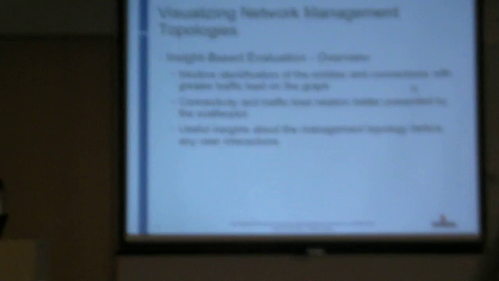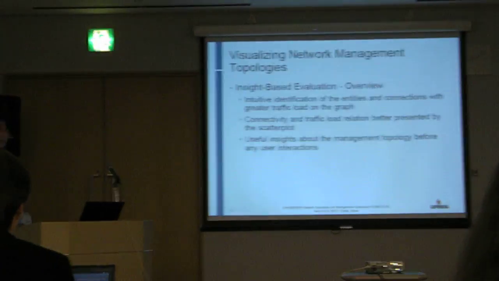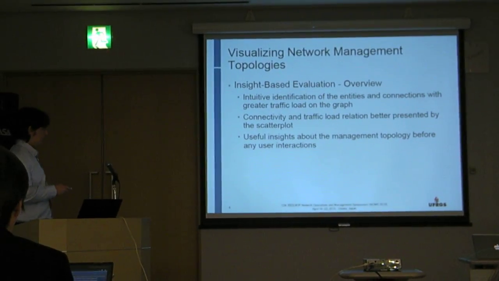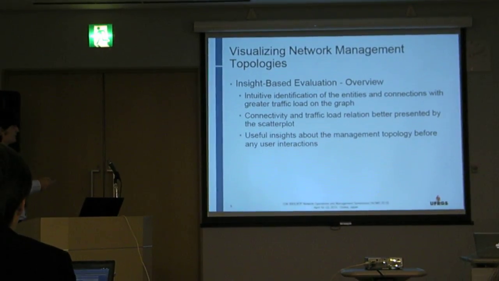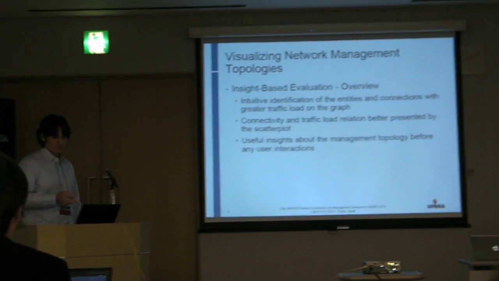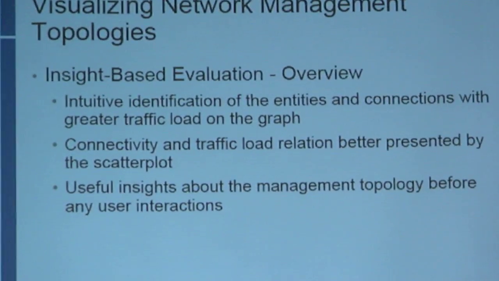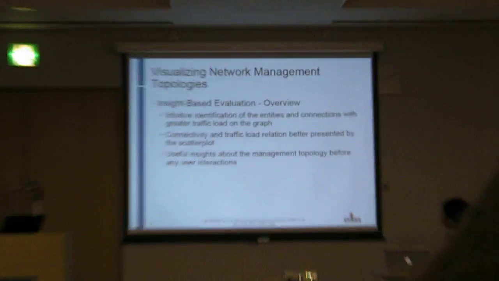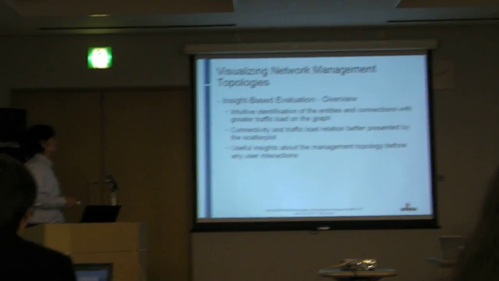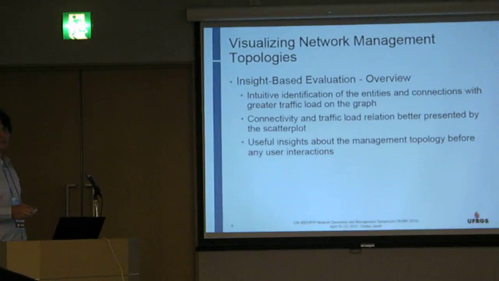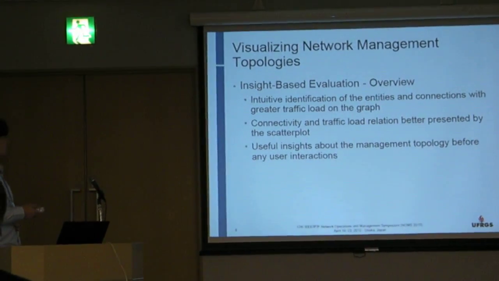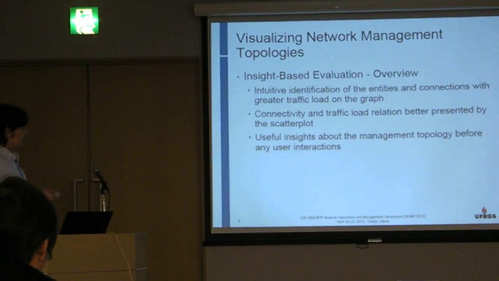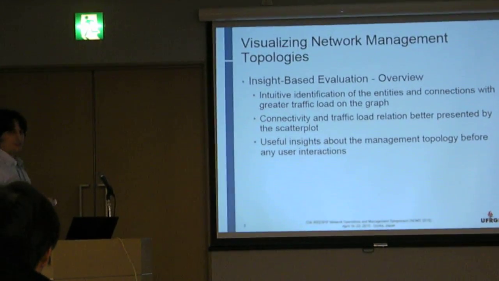So I'm going to discuss this evaluation, as I said before. The conclusions of this evaluation are the following. First, as it comes to the overview of the visualization, we found that the topology gave an intuitive identification of the entities and connections with related traffic load in the graph. The connectivity and traffic load relation was represented by the scatter plot.